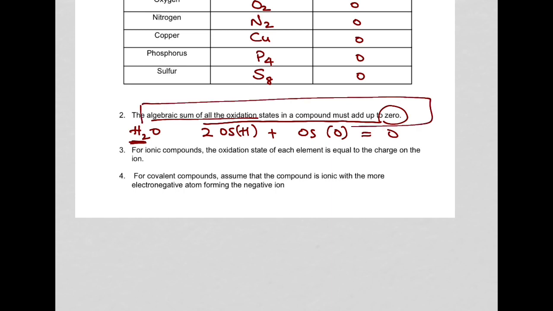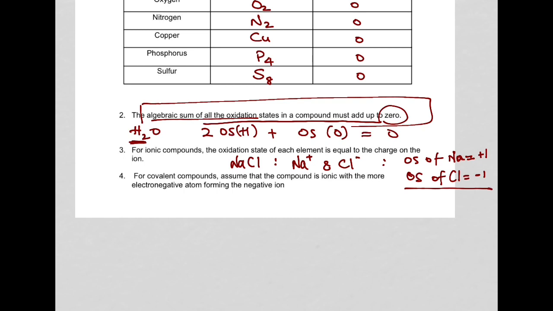Third rule, for ionic compounds, the oxidation state of each element is equal to the charge on the ion. For example, NaCl. We know that NaCl is an ionic compound. It is formed by Na plus and Cl minus. So in that compound, the oxidation state of Na is +1 and the oxidation state of Cl is -1. Because it is an ionic compound, the oxidation state of each element is equal to the charge on that ion.